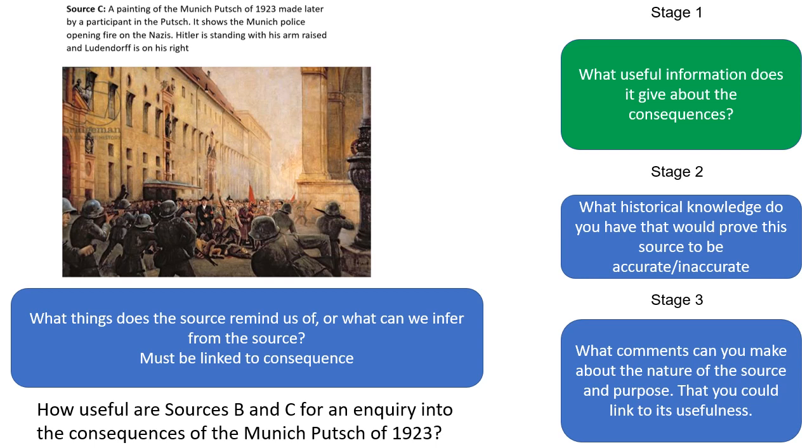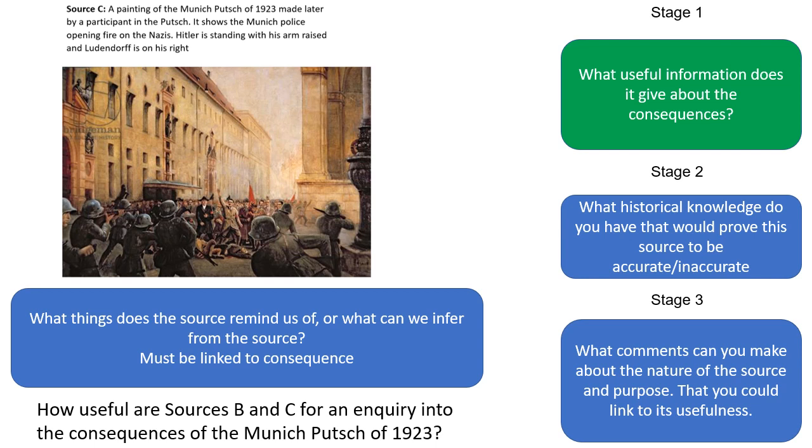Okay, so we're faced with the question, how useful are sources B and C for an inquiry into the consequences of the Munich Putsch of 1923? And this time we're looking at source C, which is obviously a painting of the Munich Putsch of 1923. We need to look at this and find out or infer useful information we can find about the consequences of the putsch. Now, first of all, there's an obvious consequence to see, and that's that the putsch ends in failure, with Hitler and the Nazis being fired upon by police and armed forces in Munich. So that's an obvious consequence, the consequence of failure.